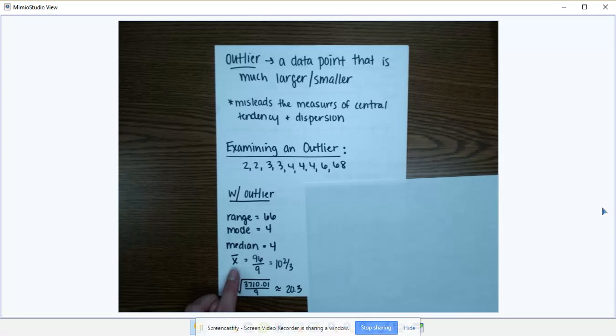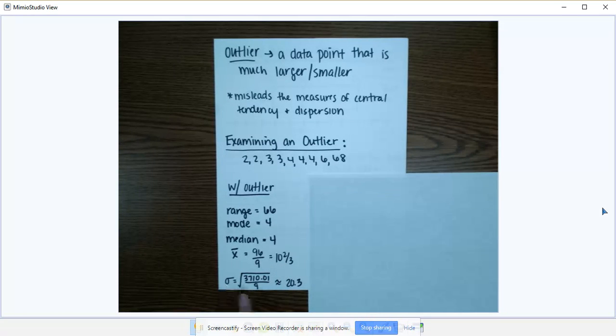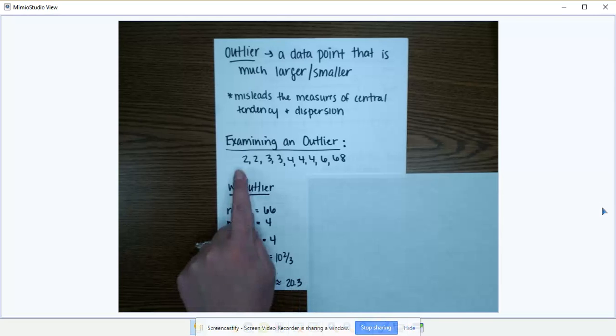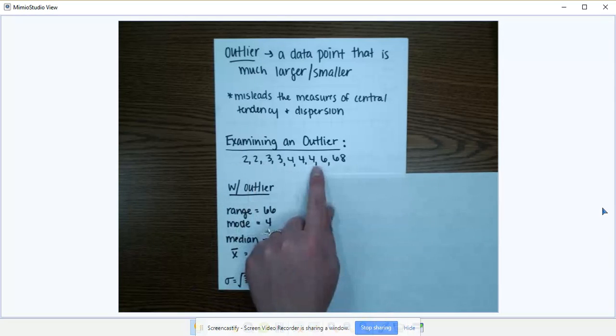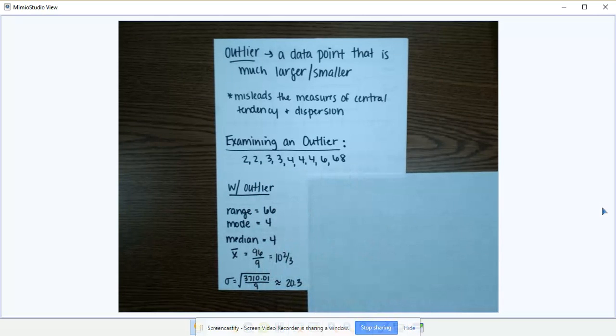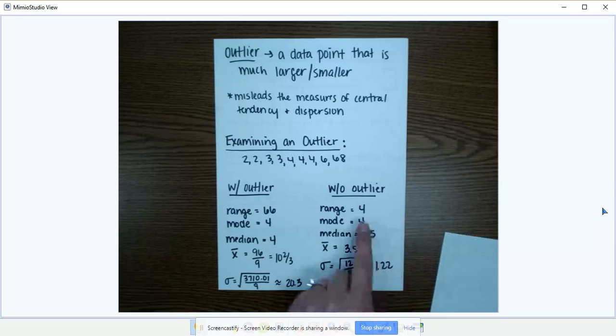Our mean, or our X bar, is 10 2/3, so 10.66. And then our standard deviation is 20.3, which means that on average each data value is 20 units away from our mean. And you can just see right away that these values are all within almost 4 units of each other aside from that 68. So it doesn't make a whole lot of sense to have each of our data points be 20 units away from our mean. If you take that outlier out, I calculated everything again.